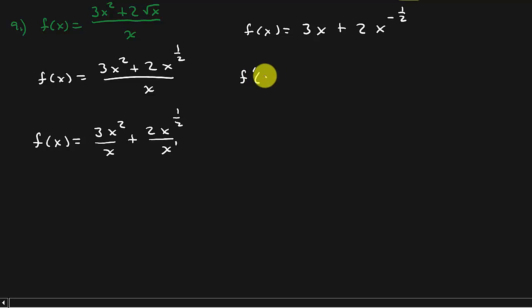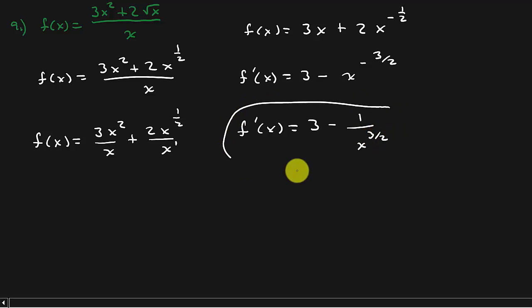And now look at this. Now you can use power rule. So that's 3 minus x to the negative 3/2, right? See, the negative 1/2 times 2 is negative 1. Subtract 1, negative 1/2 minus 1 is negative 3/2. And so then I get f prime of x is equal to 3 minus 1 over x to the 3/2. And there's your answer. All right.